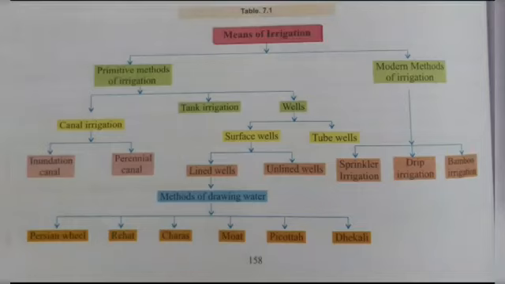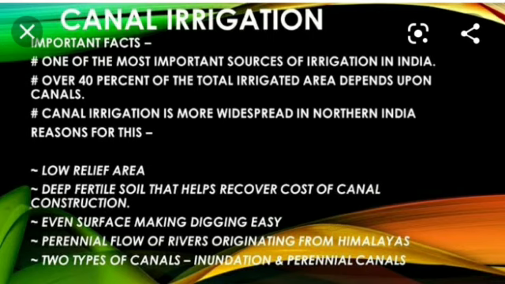Now, what are the various methods of irrigation that exist in our country? We have the primitive methods of irrigation and the modern methods of irrigation. The first one that we will discuss is canal irrigation. Canal irrigation is one of the most important sources of irrigation in India.